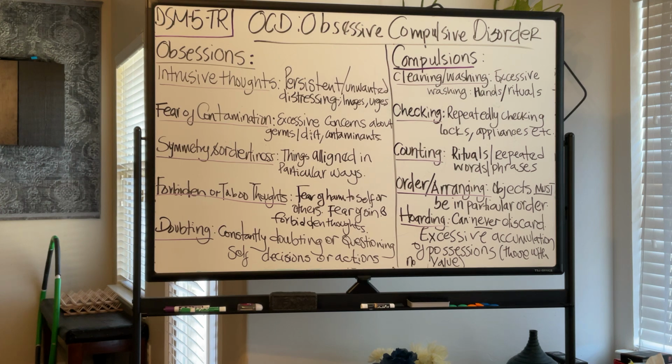So, for someone to have obsessive compulsive disorder, we're going to start with obsessions, and this can be found in the DSM-5 TR. So this is where this information is coming from. For the obsessions, one would have to have intrusive thoughts. These are persistent, unwanted and distressing thoughts. Someone could be having images or urges.